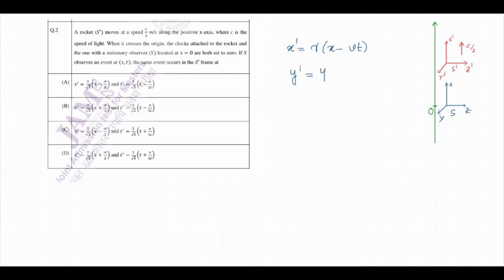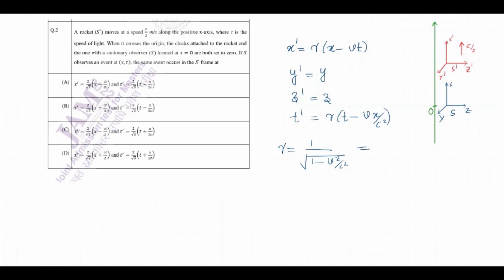y prime is equal to y, z prime is equal to z, and t prime is equal to gamma into t minus vx by c square. These are the Lorentz transformation equations. I think you are all familiar with this. Here gamma is 1 by root of 1 minus v square by c square.